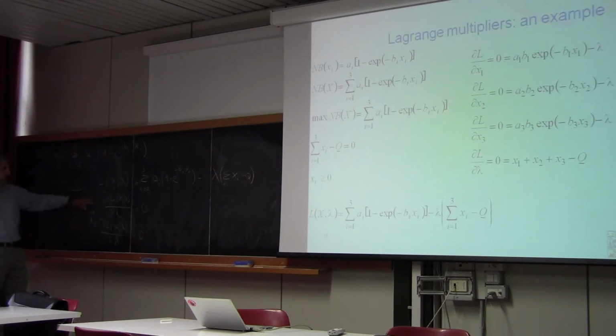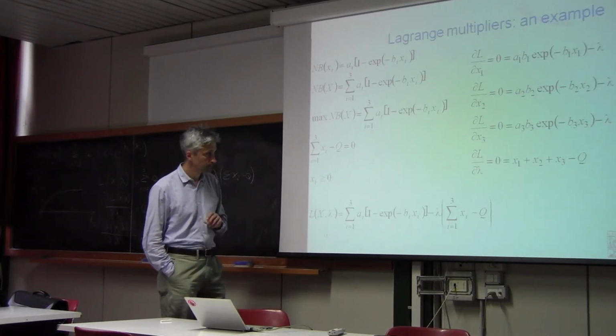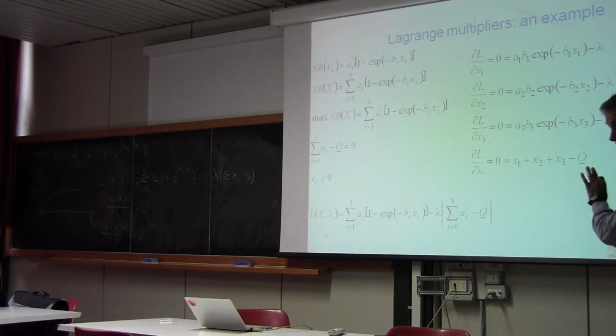And therefore I get 4 equations, because I have 3 partial derivatives with respect to the x_i's, plus 1 more partial derivative with respect to lambda. I have 4 equations for how many unknowns? For the x_i's, which are 3, plus lambda. And therefore I have 4 equations in 4 unknowns. It can be solved, and the way it is solved is very simple, but I'm not solving it.